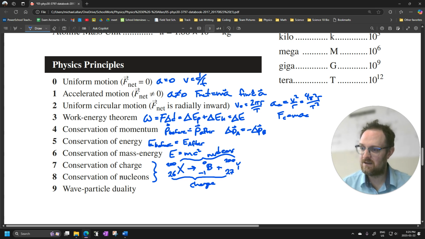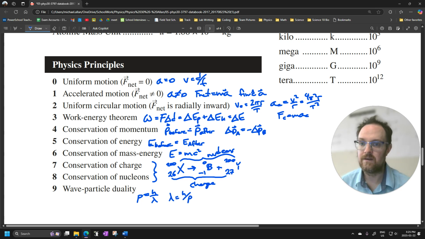And wave-particle duality, if you ever use p = h over lambda, or lambda = h over p, then you know you're using one of those wave-particle duality formulas. That's just Compton and de Broglie put together there. So when we're doing this question, we've got to be thinking about that.